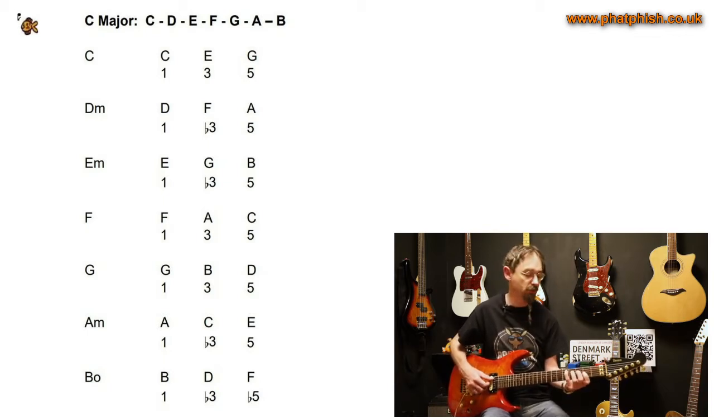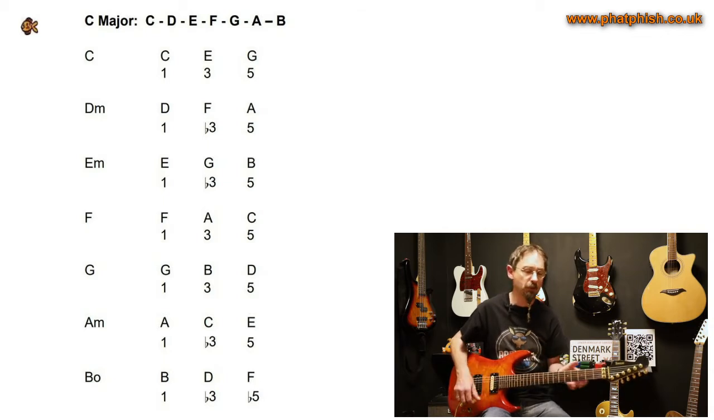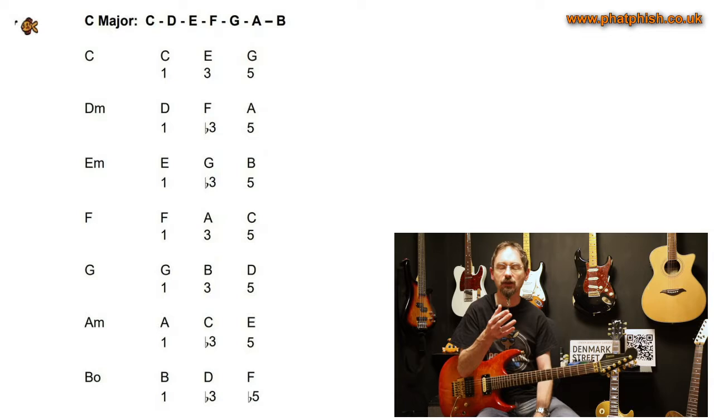Different kind of sound, because C will have a major chord, D will have a minor chord, and so on. Going right the way through the scale, we get D minor, E minor, F major, G major, A minor, and B diminished. What's so special about the last chord that makes it diminished?